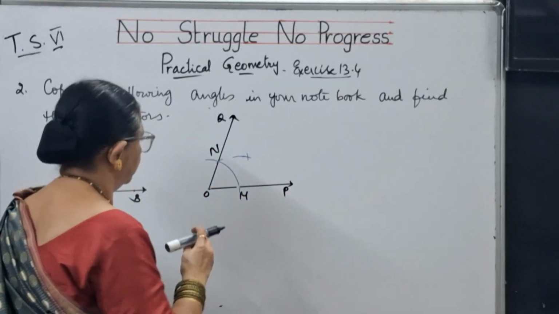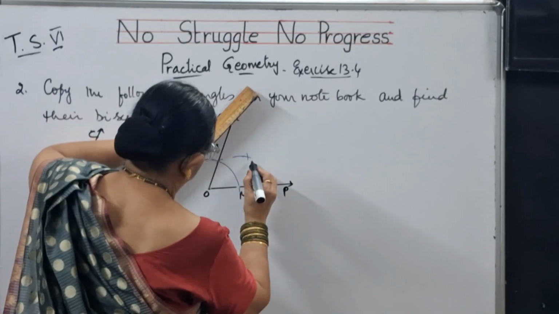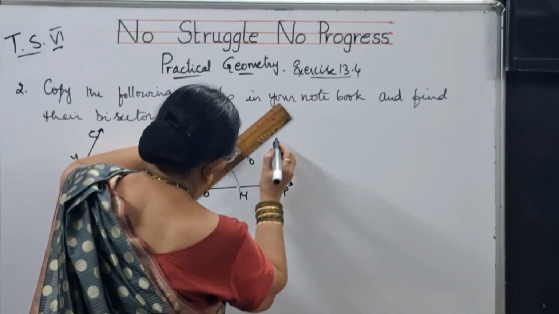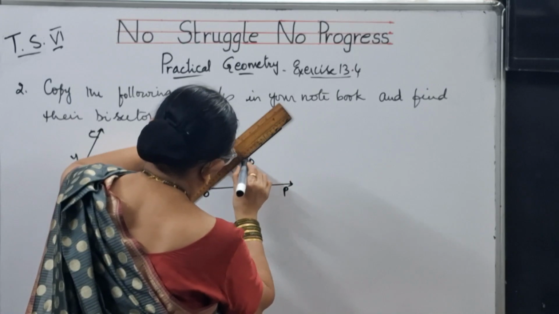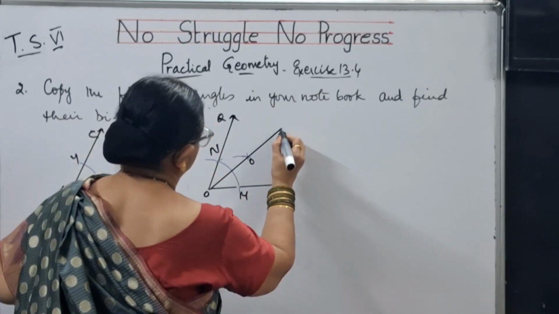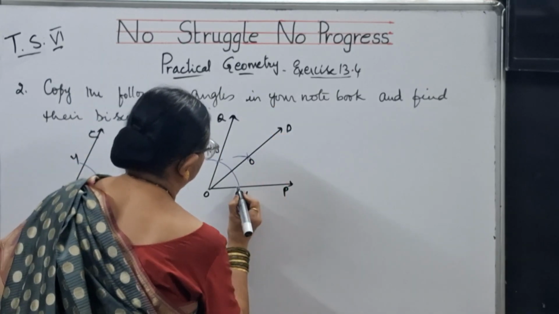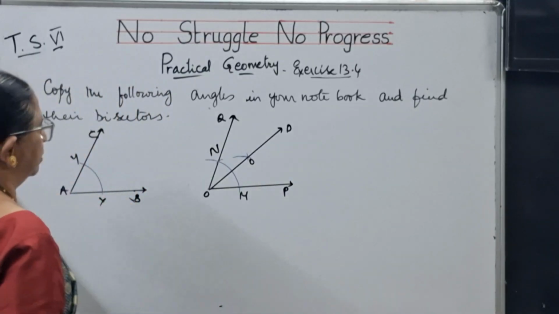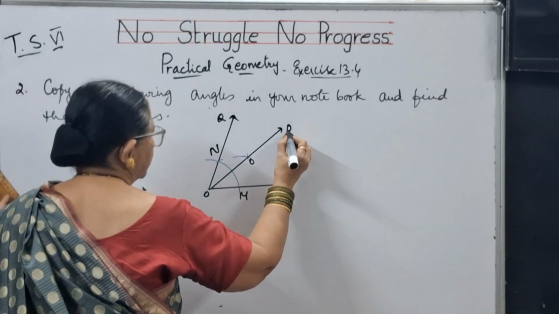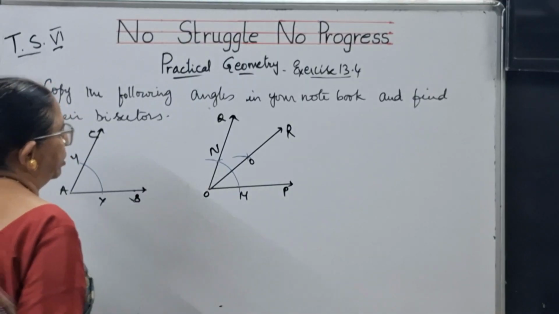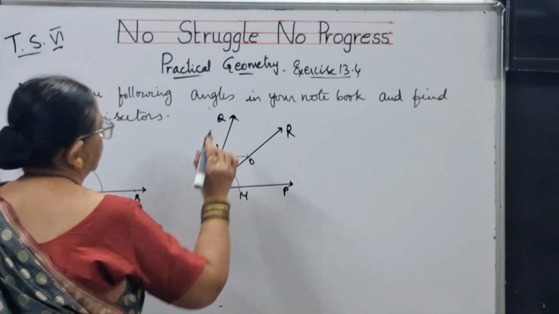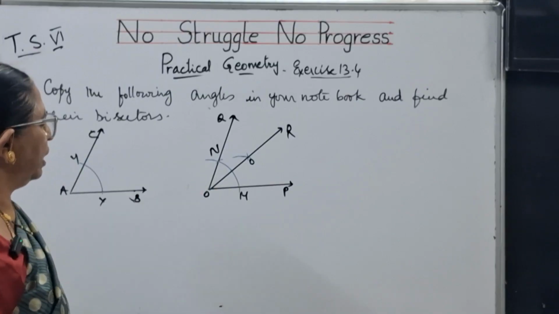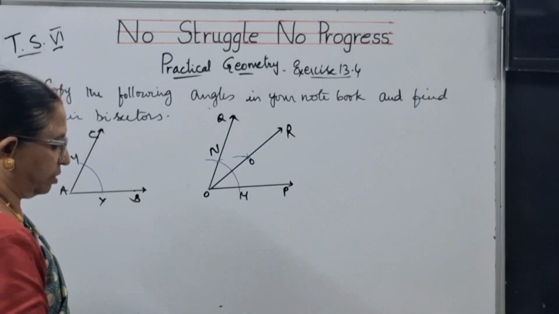Now what you need to do, let me call this as O. Then draw this OR. This OR is the bisector. OR is the bisector of angle POQ. So you have drawn the same angle and you have done the construction.